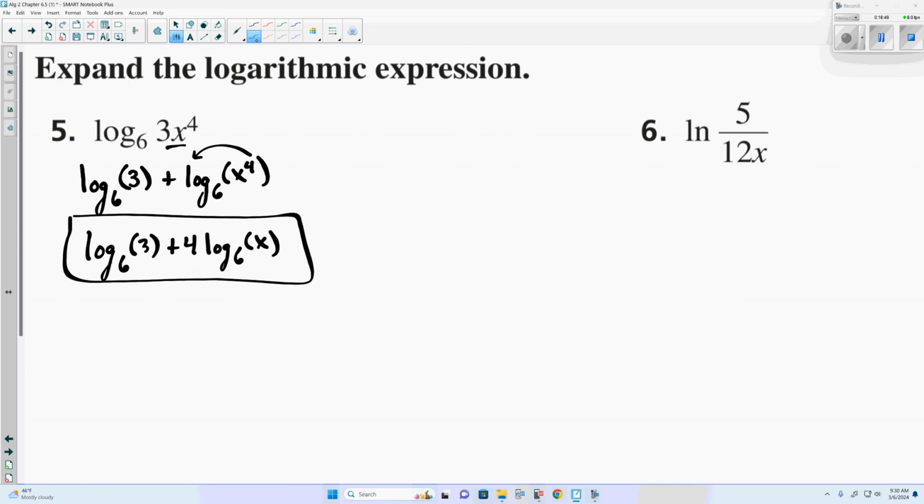The natural log of 5 over 12x. So again, we start off with what? Quotient, our division. So it's going to be the natural log of our numerator, the top, the whole expression, minus the natural log of the denominator, our whole expression. So we have ln of 5 minus ln of 12x. Yes? Okay.